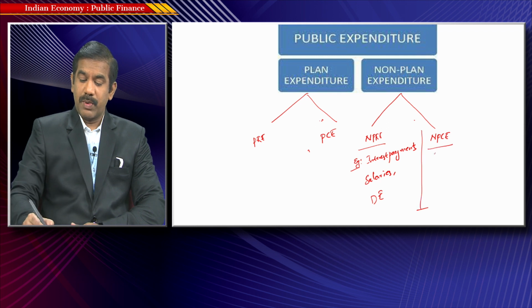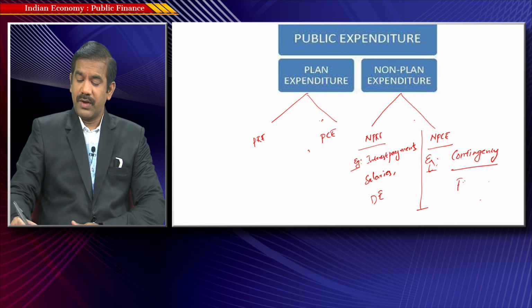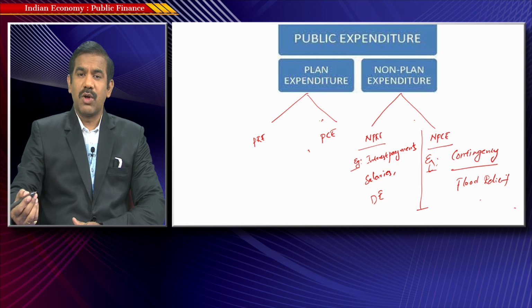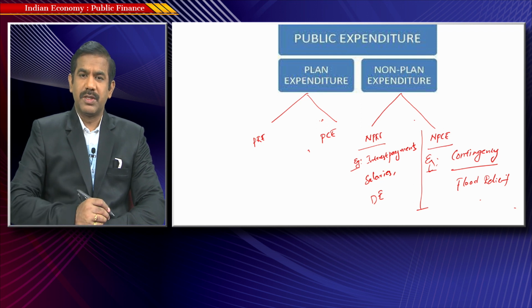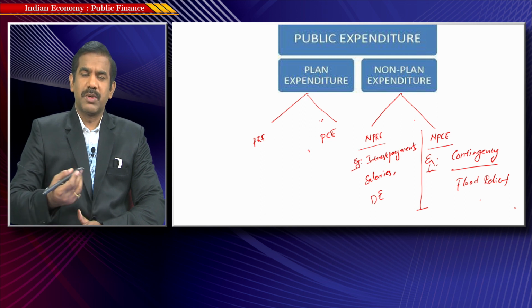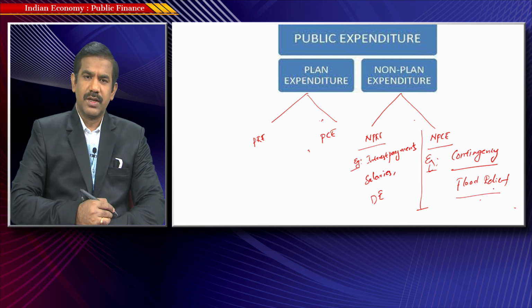And when it comes to non-planned capital expenditure, the best example is money spent upon contingency or disaster relief, let's say flood relief, because that's a non-planned activity. No one happened to anticipate this is what's going to happen. And this is not a regular or recurring expenditure, isn't it? There happens to be some exceptional event, and hence you need to address it by spending a certain amount of money in the form of flood relief or disaster relief.